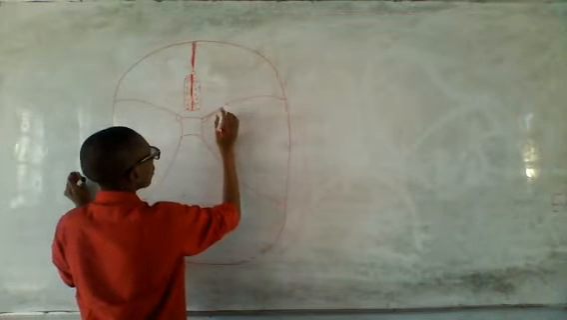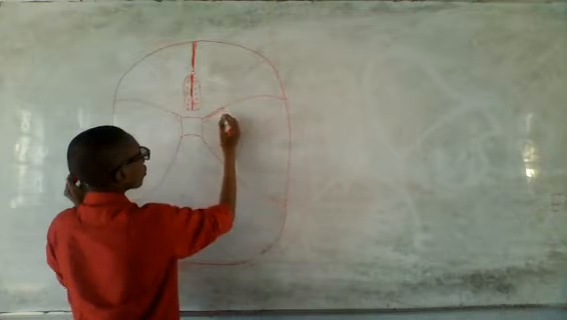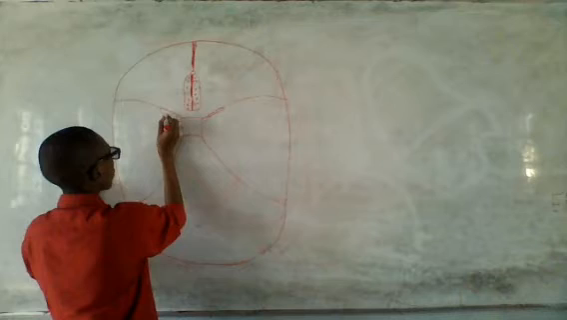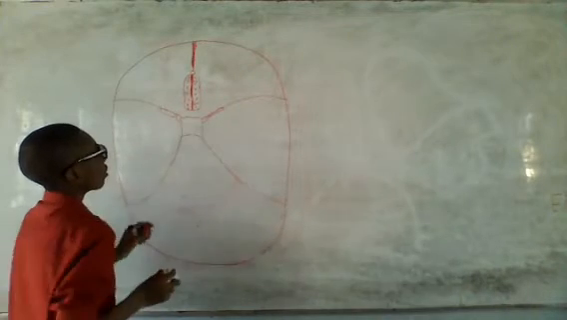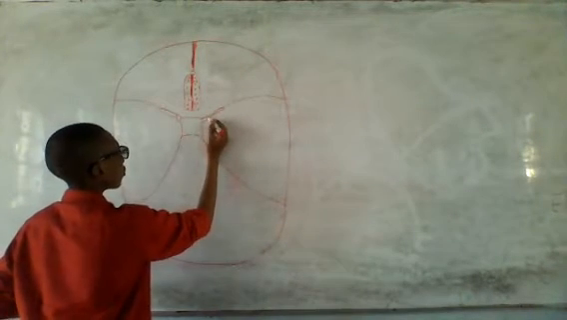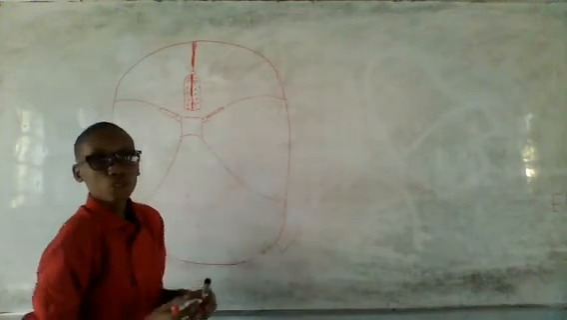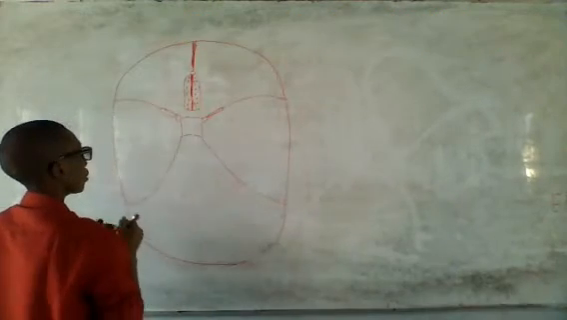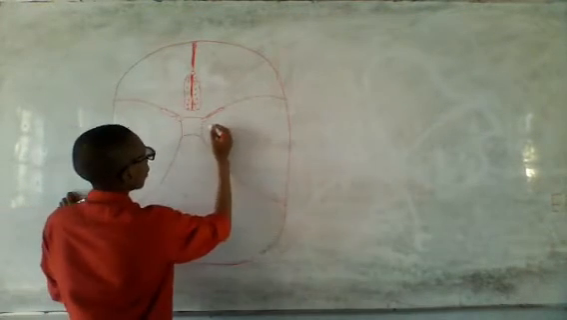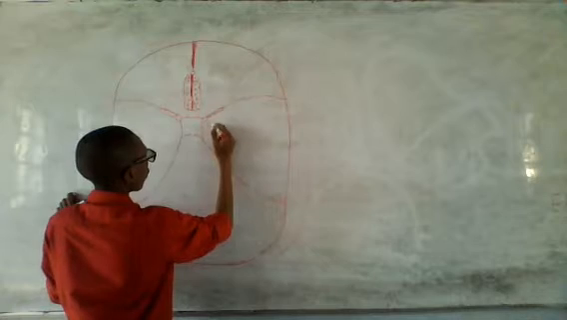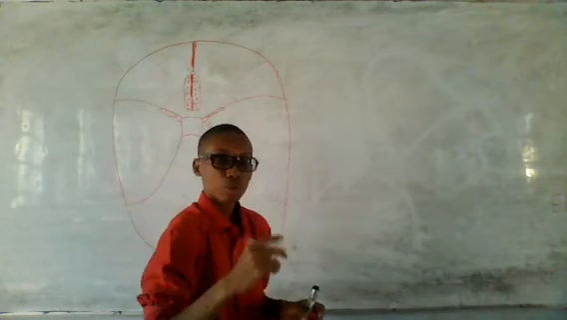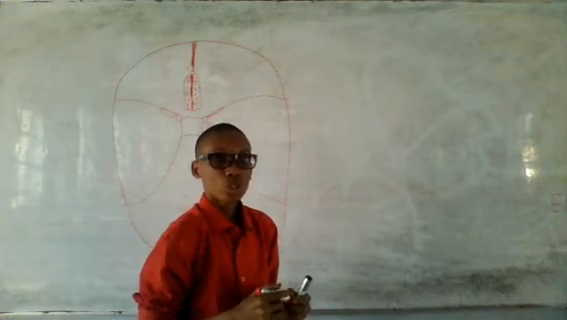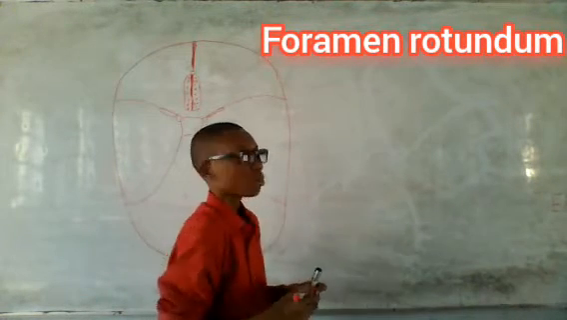Within this region, between the lesser wing of the sphenoid bone and the greater wing of the sphenoid bone, you have another one here. This foramen you see here now is called the superior orbital fissure. So now we are done with that. Then the next one you find is a round-like foramen. It is round in shape, and because it is round in shape, it is called the foramen rotundum.